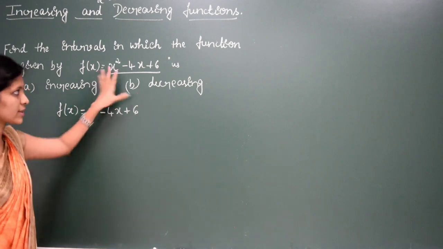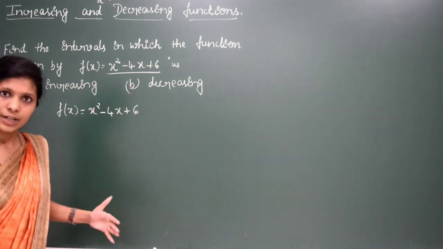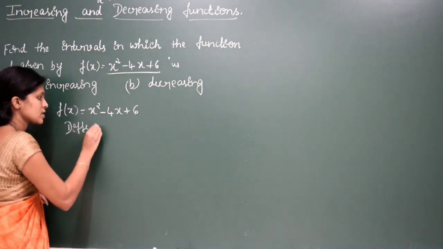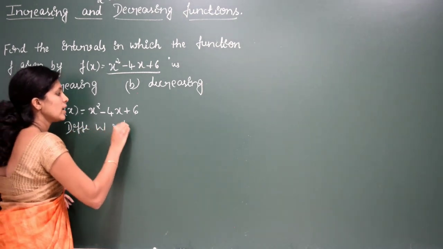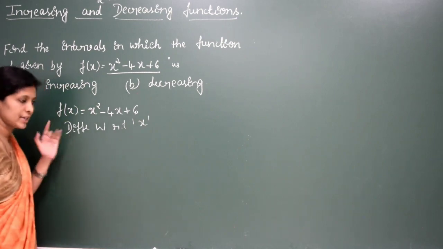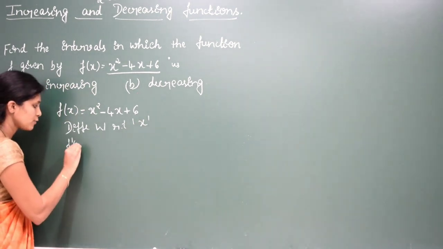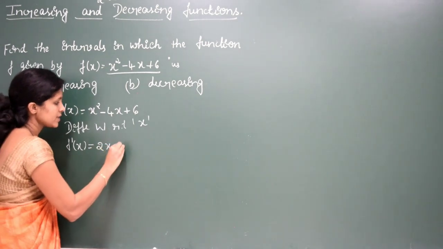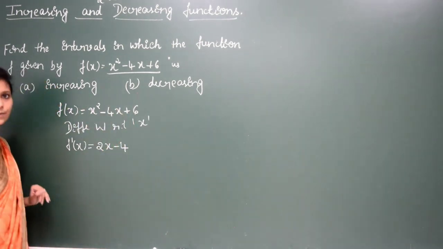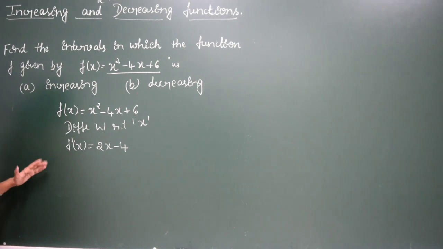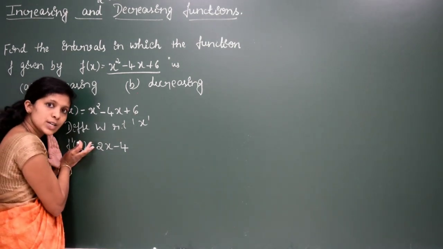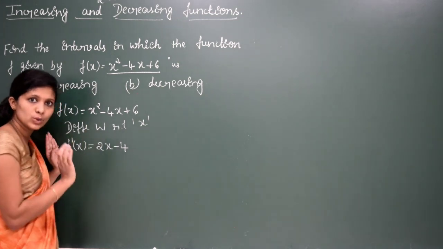As I told you, to check the increasing and decreasing, we have to differentiate the function. So we will differentiate this function with respect to x. Okay, derivative will be now f dash of x is equal to, derivative of x square is 2x, minus 4, and derivative of plus 6 will be 0. Now what you have to do is you have to equate this one equal to 0. I mean f dash of x is equal to 0, you have to equate.